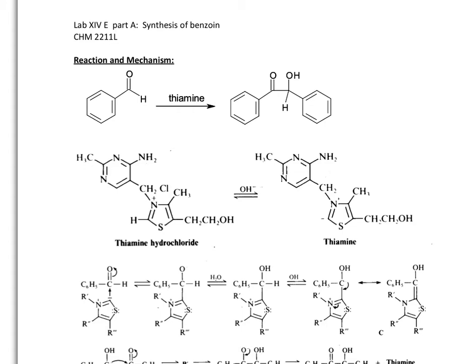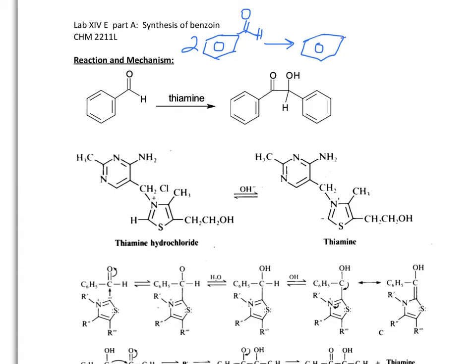Okay, so let's talk about the two-step process, which is going from benzaldehyde to benzoin, and then next week we are going to go from benzoin to benzil. So let's write down the overall sequence. We have two benzaldehydes, which are going to combine together, so it's kind of like a dimerization reaction.